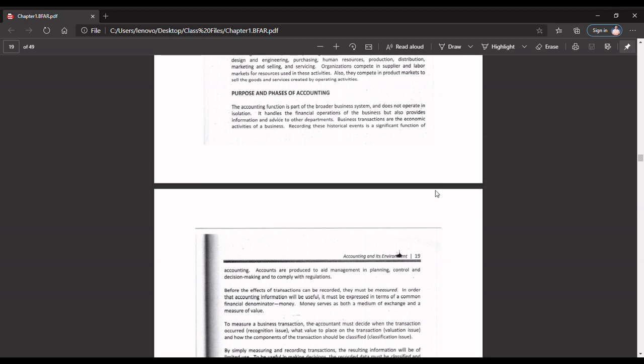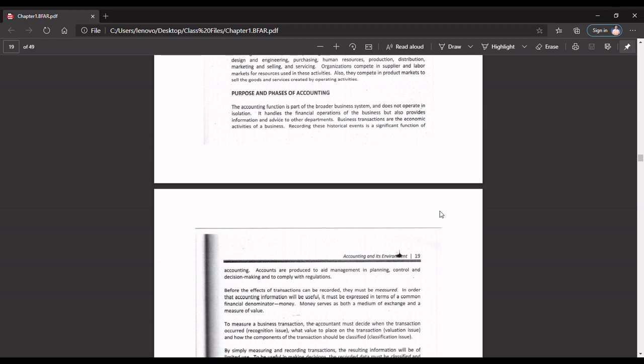Purpose and phases of accounting. The accounting function is part of the broader business system and does not operate in isolation. It handles the financial operations of the business but also provides information and advice to other departments. Business transactions are the economic activities of a business. Recording these historical events is a significant function of accounting.